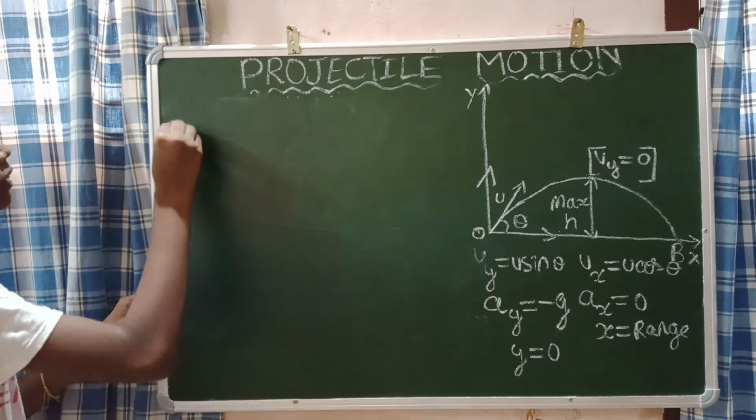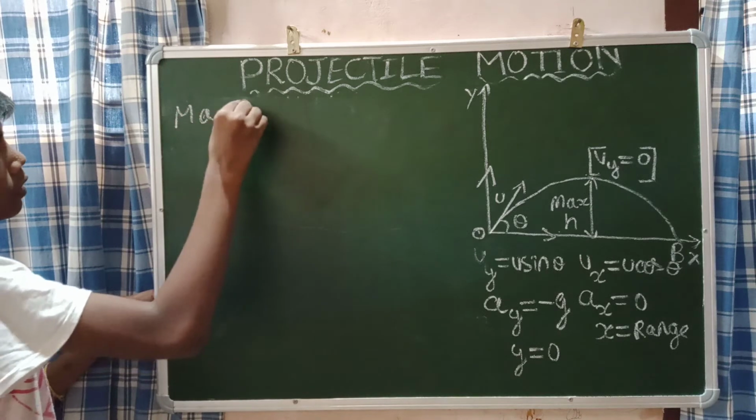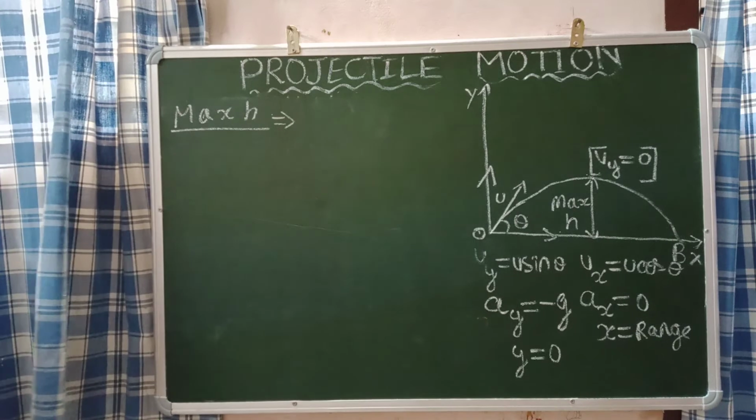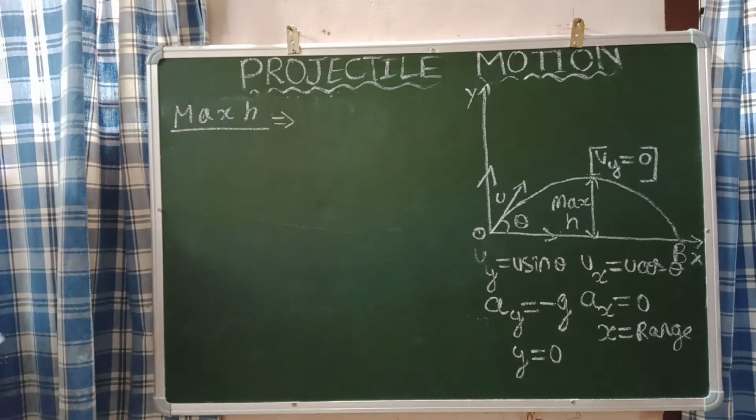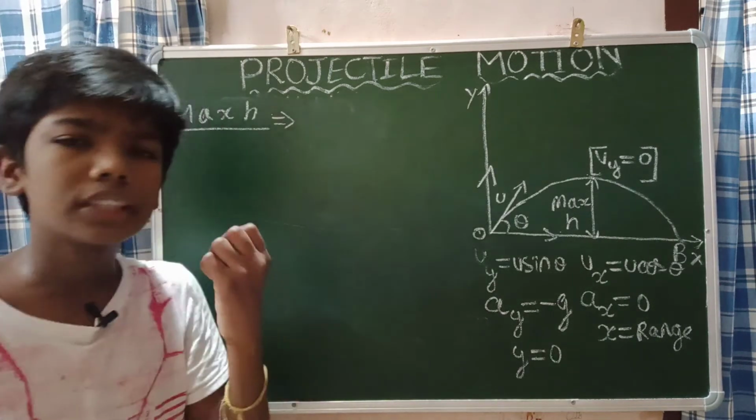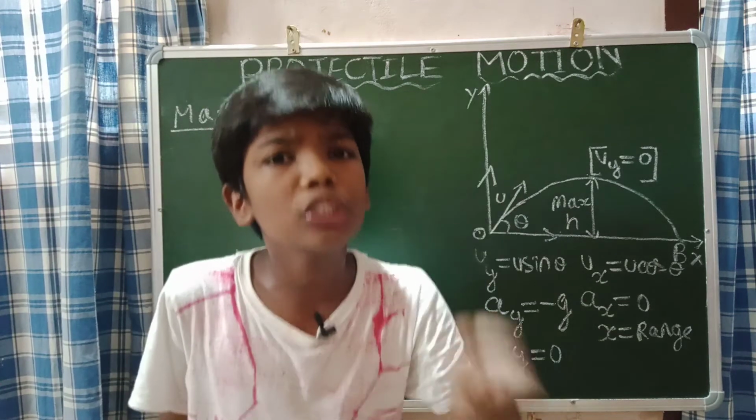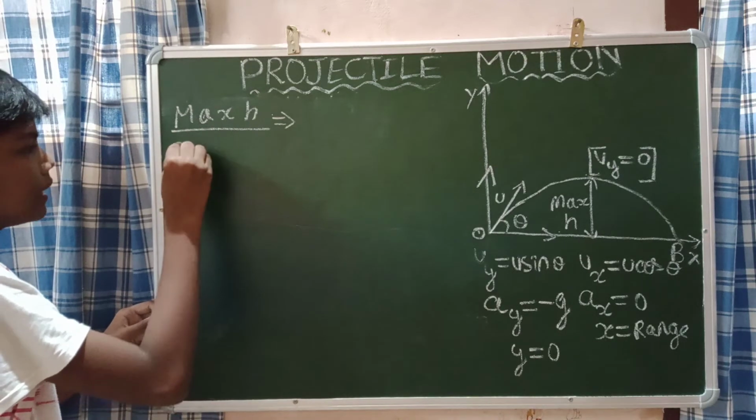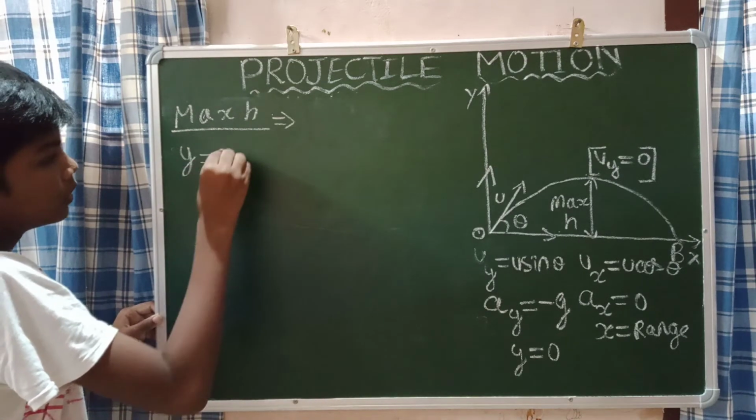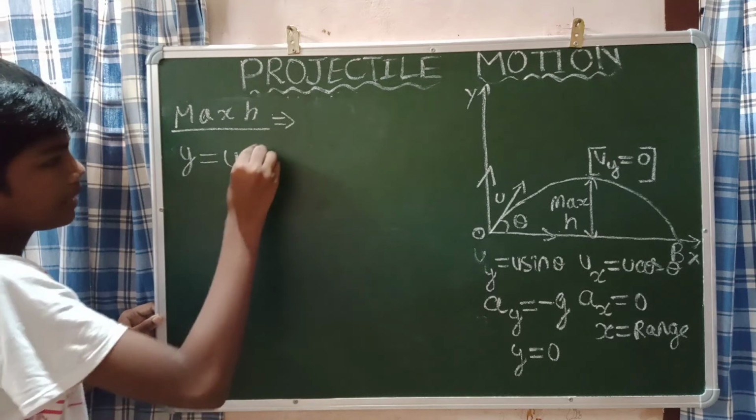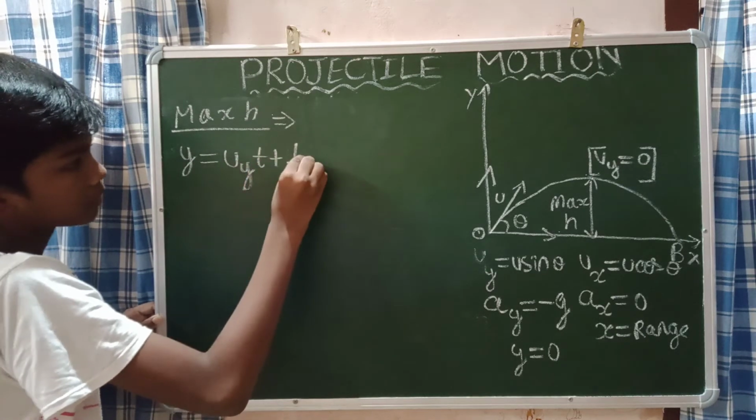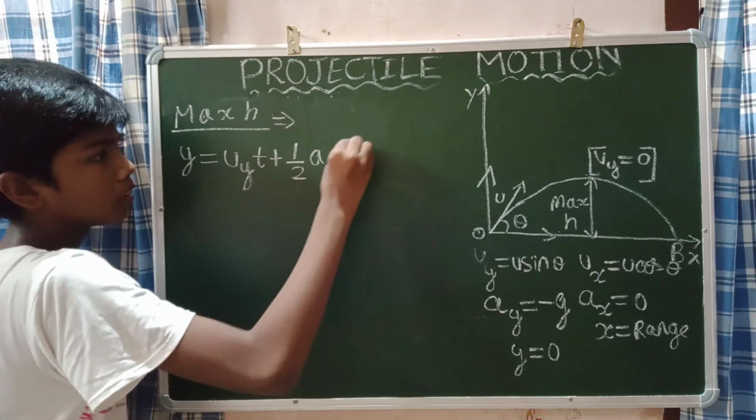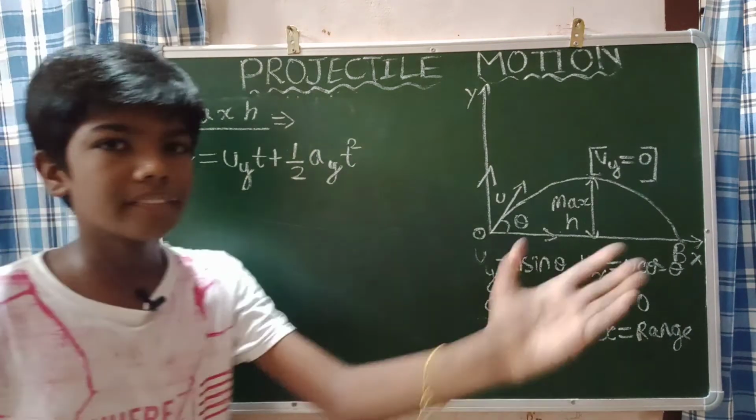So I will write here, guys, maximum height. I need to take another chalk. 1 minute, guys. Oh yes, guys. Now maximum height, guys. So we are going to use the second kinematic equation based on the y component. So what is second kinematic equation based on y component? That earlier I told, now y is equal to, this is second kinematic equation, half, this is the second kinematic equation that we know.